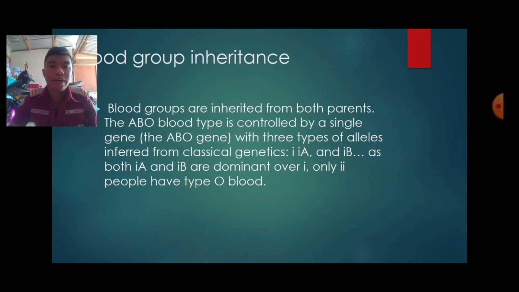Blood group inheritance. Blood groups are inherited from both parents. The ABO blood type is controlled by a single gene. The ABO gene with three types of alleles infers from classical genetics: I^A, I^B, and i. Both I^A and I^B are dominant over i, and only ii people have type O blood.